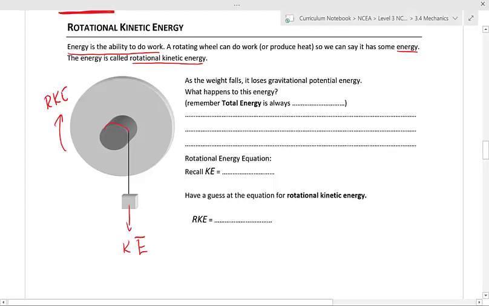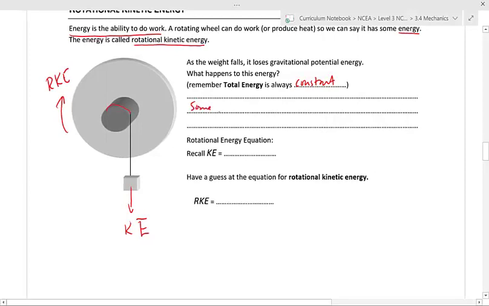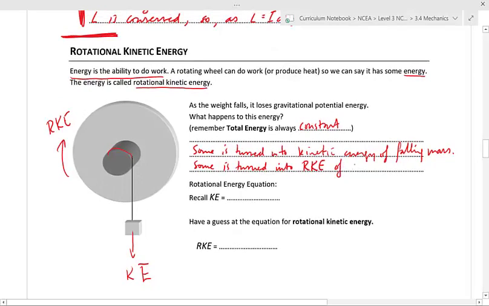So total energy is always constant, or conserved. So we can say here, some is turned into kinetic energy of the falling mass, and some is turned into rotational kinetic energy of the spinning wheel.